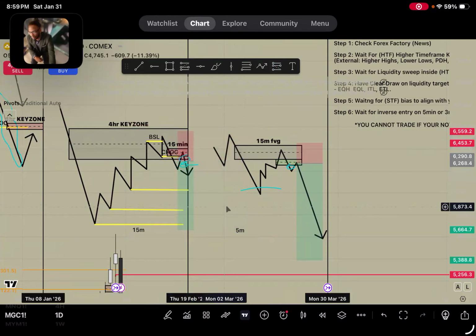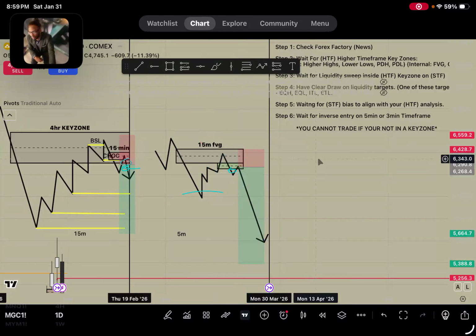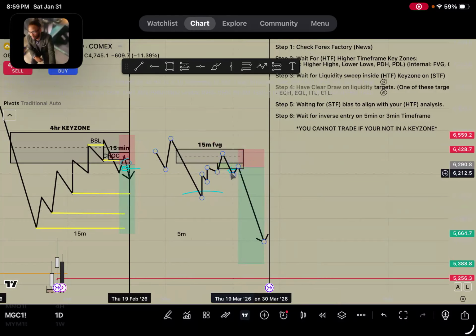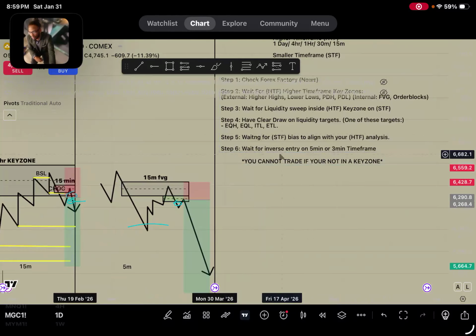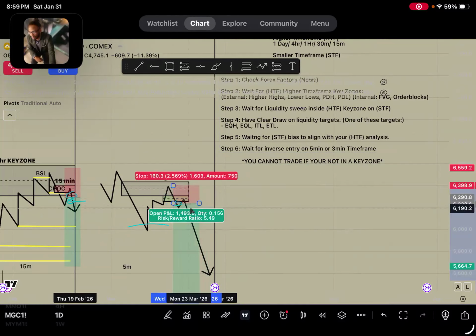Y'all with me? So you take your position at the 5 minute, on the 5 minute candle inverse. On the 5 minute inverse, look, step: wait for 5 minute inverse for your entry. As soon as the candle closes past that bullish gap, enter.